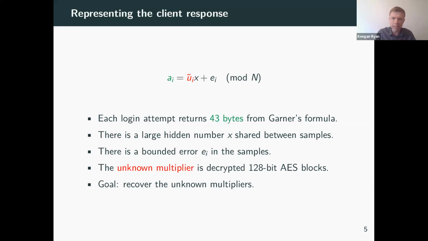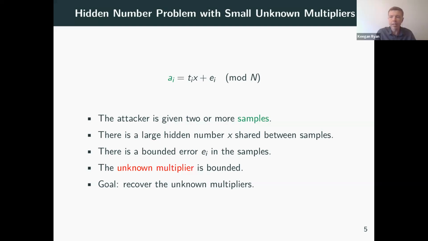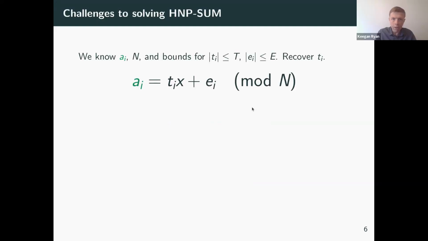And we can say this a little bit more generally, which we do here. And this is actually the hidden number problem with small unknown multipliers. So this is the main problem of our talk, so I'll focus on it just a little bit more. We have this problem where we have a number of samples that are a product T times X plus E. And our goal is to recover the values of T. One of the issues with solving this problem is that there is 1 new unknown for every new sample and 3 unknowns in that entire equation. So the more samples that we have, the more unknowns that we have to solve.